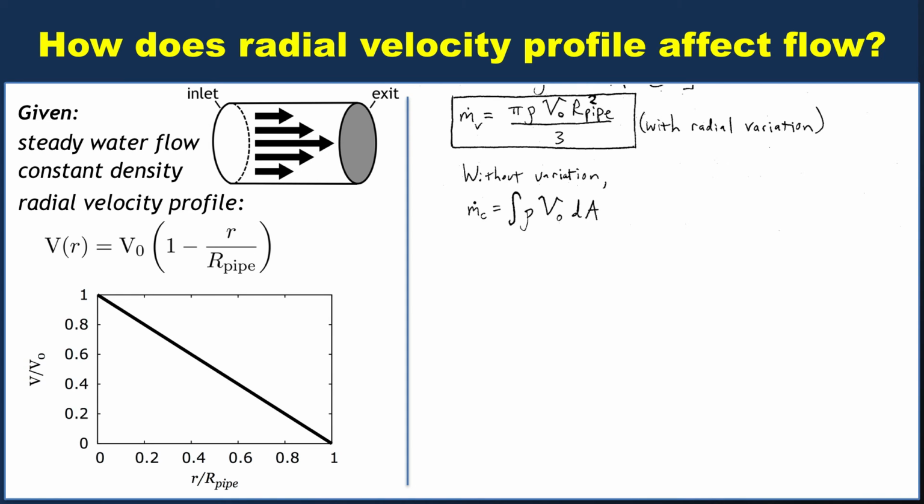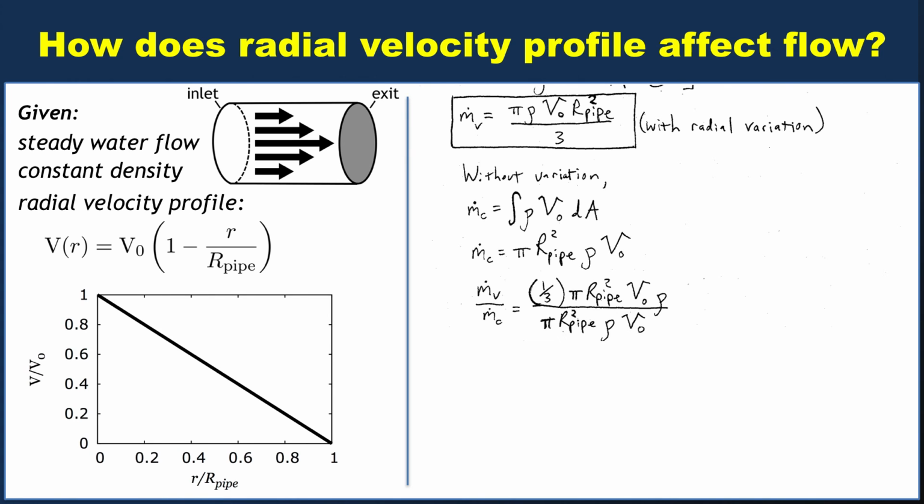So that's equal to, again, the integral of rho v times dA, except now both rho and v naught are constant, so we can pull them both out of the integral. The integral of dA is just the area of a circle. It's pi r squared. So m dot c becomes pi r pipe squared rho v naught. We can take the ratio of m dot v to m dot c, and we see that actually most of the stuff matches up. Pi r squared v naught rho, that all cancels, and we're just left with that factor of 1/3. So m dot v over m dot c equals 1/3.